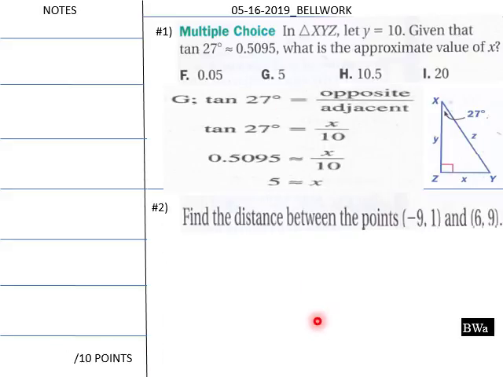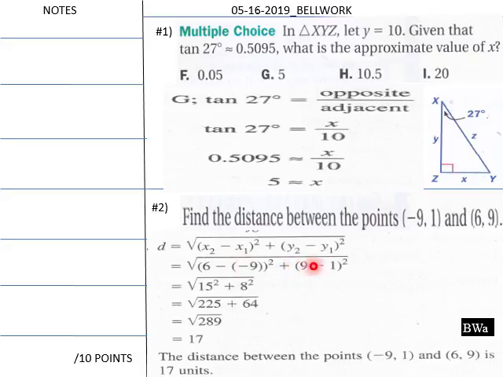Welcome back for your solutions today. Here it is here, G. We have tan 27 degrees equals x over 10. We know what this number is, so we just do 10 times that, and we get approximately 5 equals x. And then to find your distance here, you use your distance formula, plug in your values, and you come up with 17 for the distance between these 2 points.